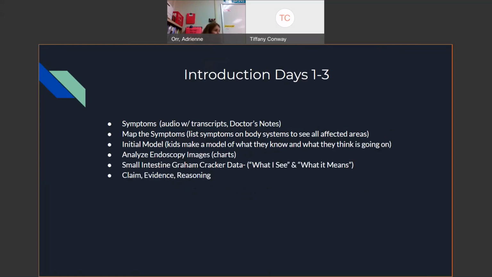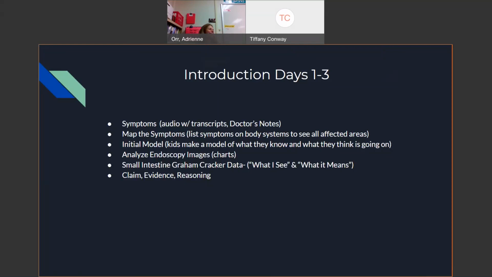They listen to McKenna describing in first person the audio of what her symptoms were, kind of just like an interview. And then we also give the students the doctor's notes, and we have them highlight, and what else? They highlight all of the symptoms that they're noticing from the doctor's note and the transcript of her describing what was wrong with her. And then they map the symptoms. So there's a page that has 6 body systems. And then the kids write the symptoms with where they think it belongs.